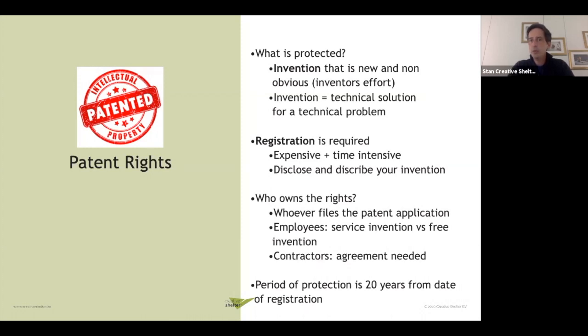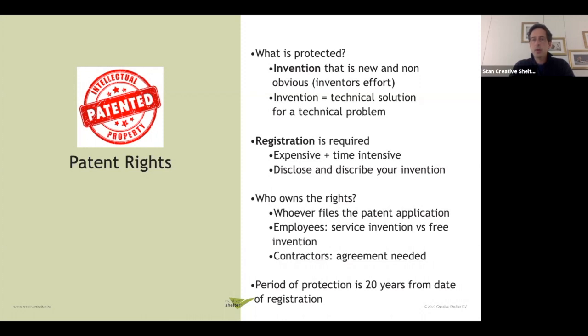But not every invention is protectable. It needs to be new and non-obvious. So that's quite strict. And this novelty requirement is also very, very strict. So if you think that you've come up with an invention, do not tell anyone and do not use it in the market until you have investigated whether or not you will file for a patent.